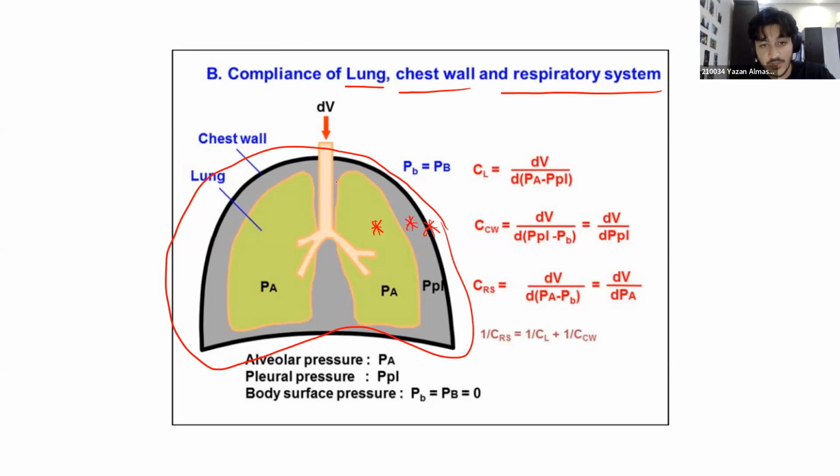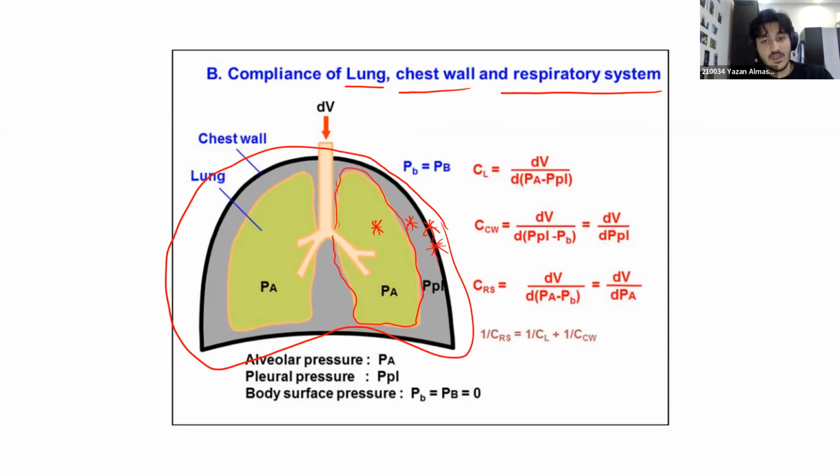When we talk about the lung, we're just talking about the lung only. We're not taking into consideration the pleural space or whatever. When we talk about the chest wall, we're just talking about the chest wall. Each one has different compliance from the other. Keep that in mind.